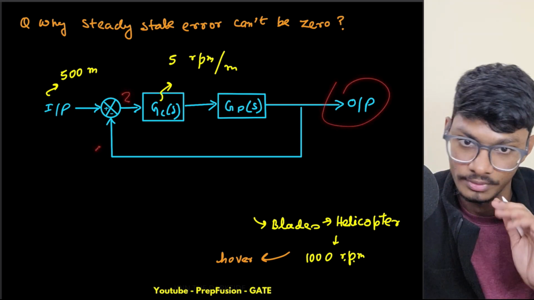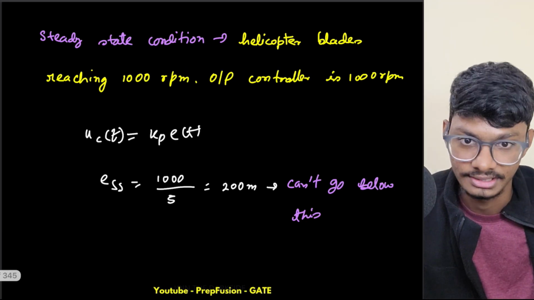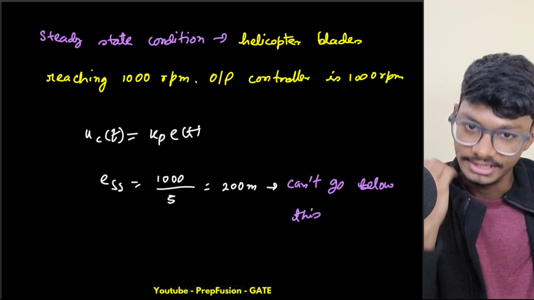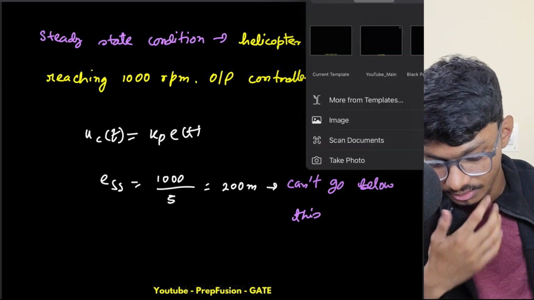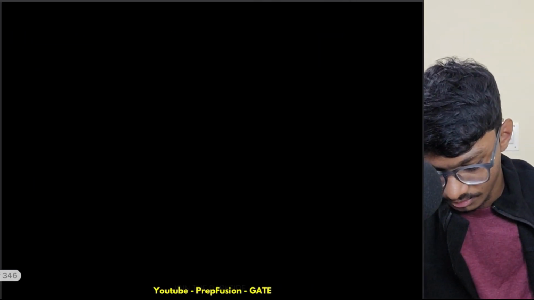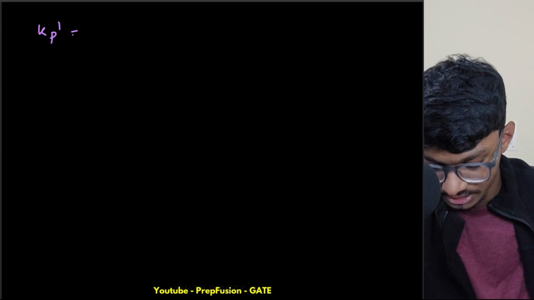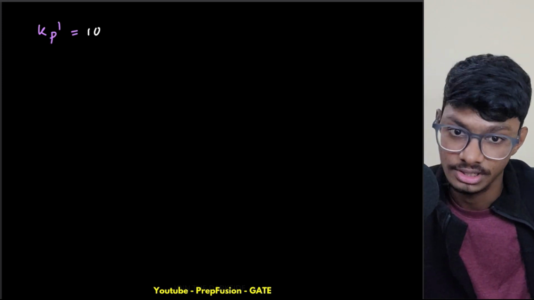So my output will always reach 300 and then it will hover just there. Okay, now what can I do? I can increase my Kp. Now if I increase my Kp, previously it was 5, let me make it 10. Let's see now what happens.